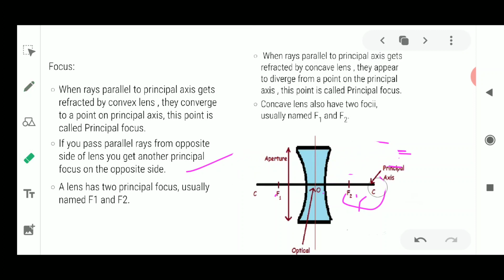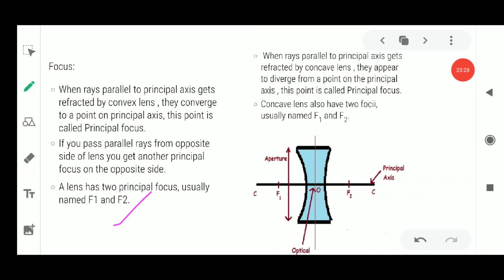So there are two focuses, and it is very easy to understand why there are two focuses present in these two parts of the lens. Both options are there: the light could come from the right side or from the left side. So on the opposite side of the incidence, we are going to get the focus. Fine. Next thing is that a lens has two principal focuses, that is F1 and F2.